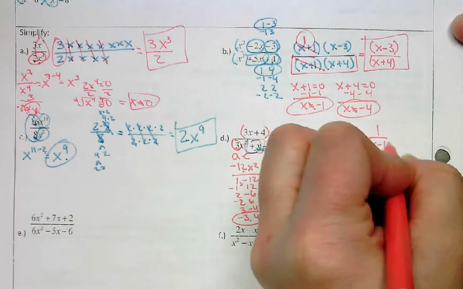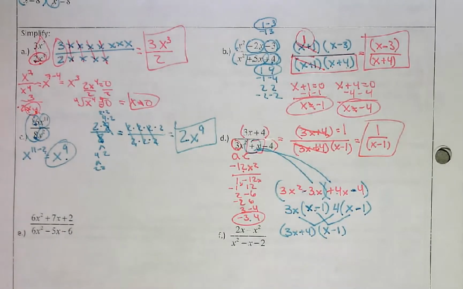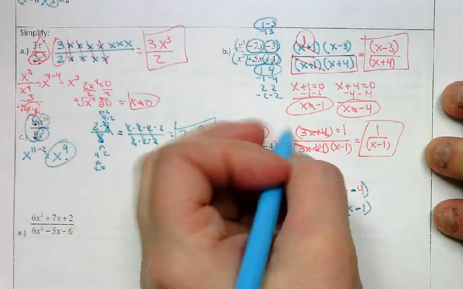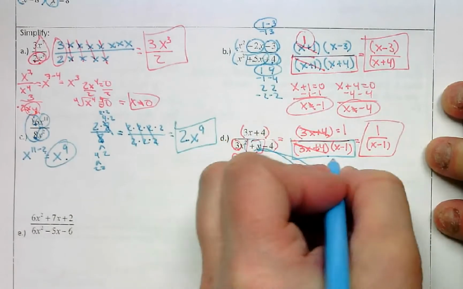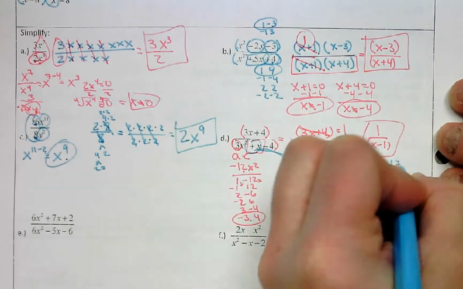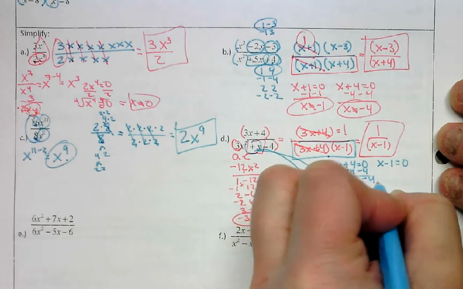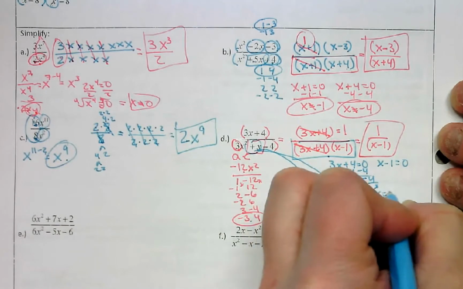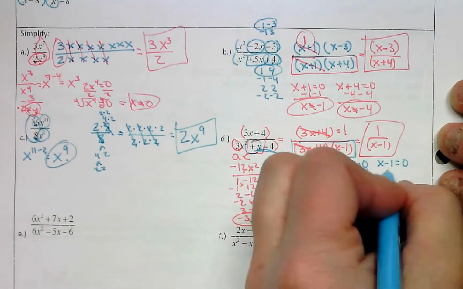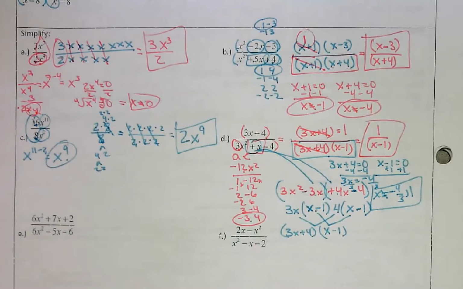But we're not done yet. We still need to find the restrictions on x. So we're going to go back to our factored form, and we're going to set both of, or all of, if there's more than 2, those factors in the denominator to 0. So we get 3x equals negative 4, divide both sides by 3, and we get x equals negative 4 over 3. So x cannot equal negative 4 over 3. If we add 1 to both sides, we get x cannot equal positive 1. So our restrictions are x cannot equal negative 4 over 3 or positive 1.